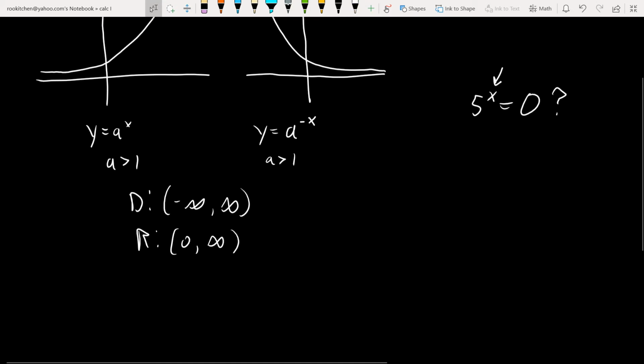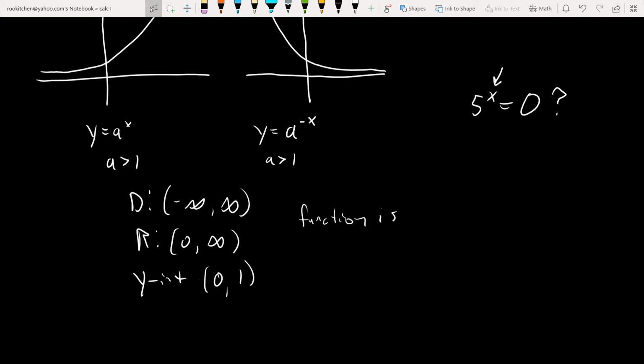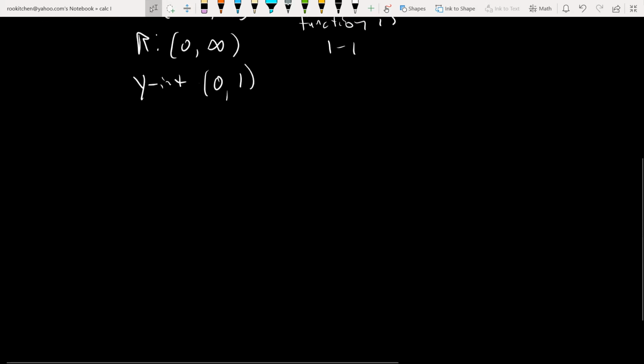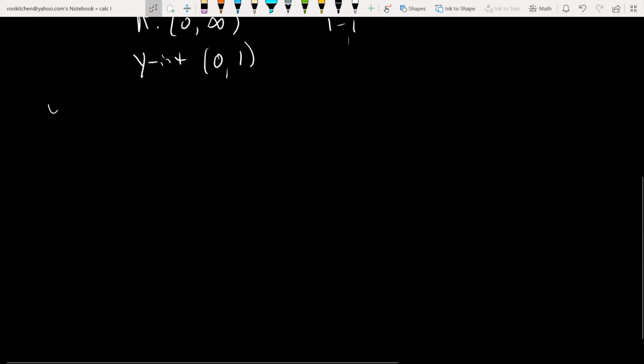And the y-intercept is when x is 0. You plug 0 into this thing, 5 to the 0 is 1, so the y-intercept is 1. And it's 1 to 1, so this thing is invertible. It passes the horizontal line test. So we can use translations to graph these guys if that's what you're being forced to do.